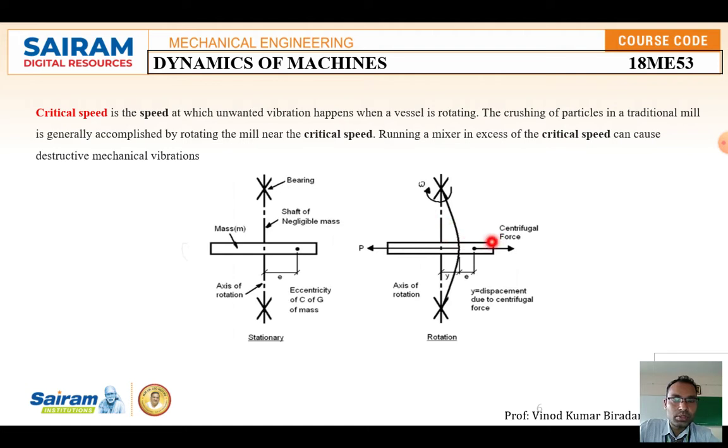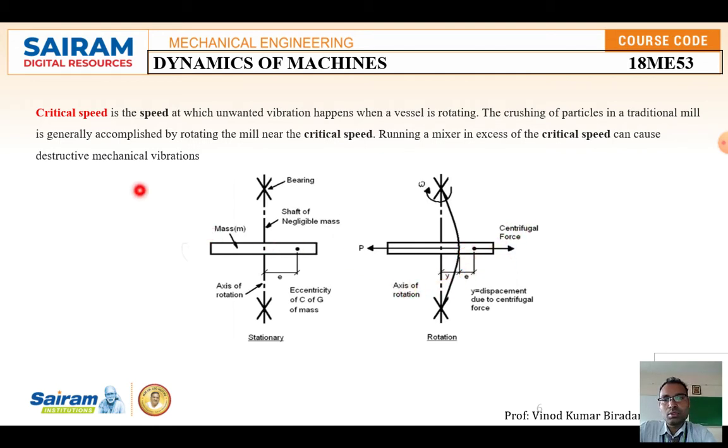This is the critical speed, at which the shaft rotates with an angular velocity. The definition says critical speed is nothing but the speed at which the shaft rotates violently, and it is also called whipping speed or whirling speed. Look at the diagram here. How much it displaces, from this position to this position, is related to the centrifugal force. This is the axis of rotation.